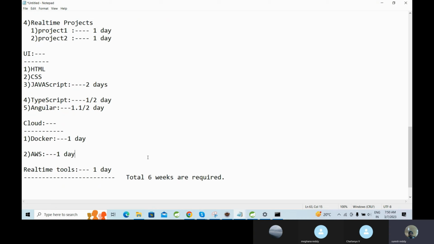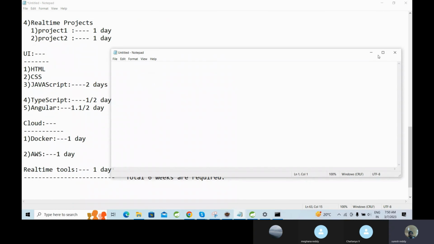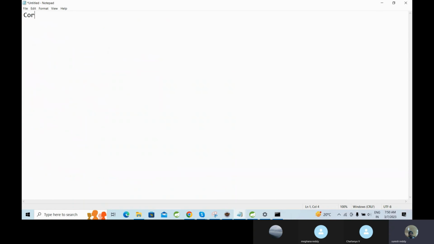So now this is our roadmap. Next, put a heading. First one is core Java, guys. Put a heading: core Java.